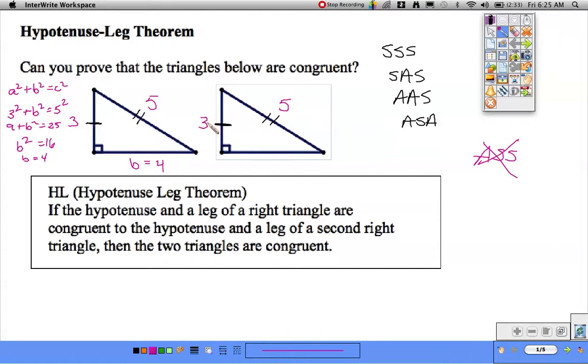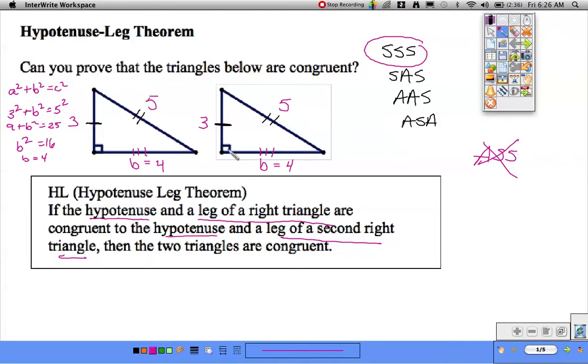Well, if these 2 sides in the other triangle are also 3 and 5, according to the Pythagorean theorem, this has to be 4. So technically, I could mark these 2 sides the same, and then these 2 triangles are congruent by side-side-side. Well, what we just did actually is a proof of what we call the hypotenuse leg theorem. And the hypotenuse leg theorem is listed for you on your notes. If the hypotenuse and a leg of a right triangle are congruent to the hypotenuse and leg of a second right triangle, then you can in fact say the 2 triangles are congruent, because we have more information about right triangles.